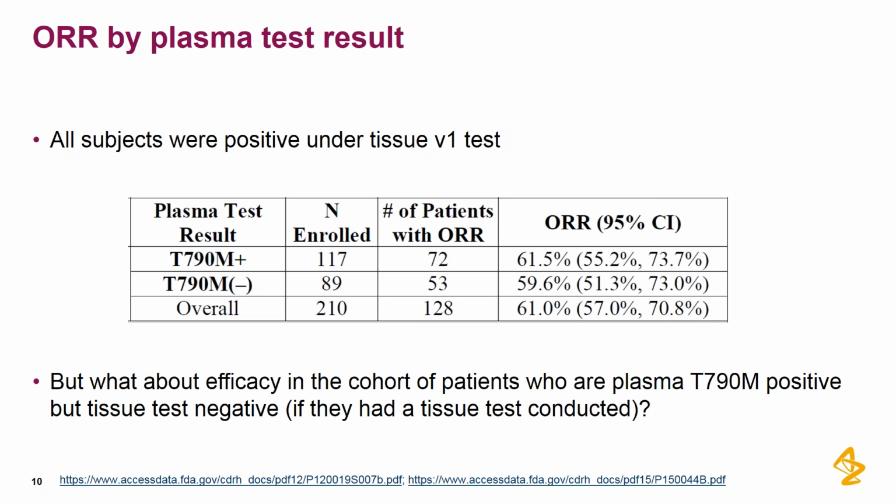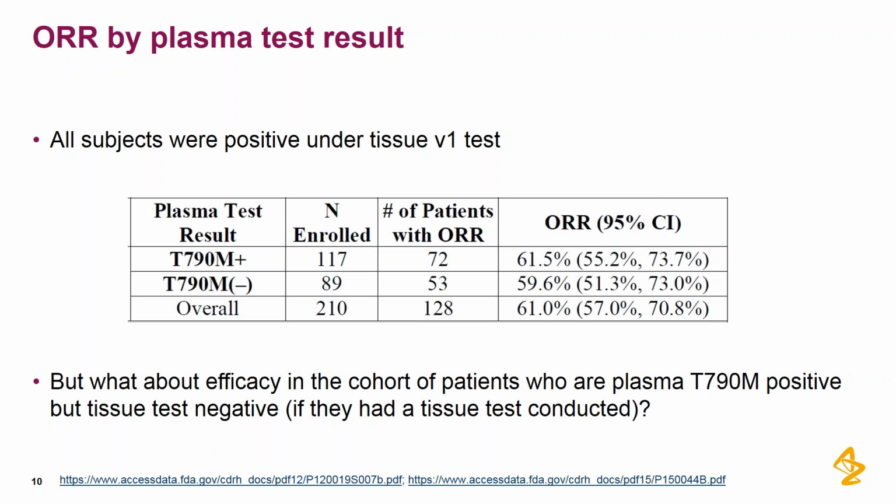But here we can see that the plasma positive patients had a consistent overall response rate with that observed across the study. And actually those patients that were T79M negative by the plasma test also had a good overall response rate, which may then be overestimated, potentially, by the proportion of those patients who were identified as being plasma T79M negative as actually being positive, due to the PPA being around 60%.